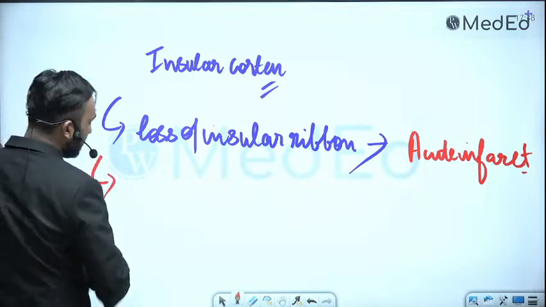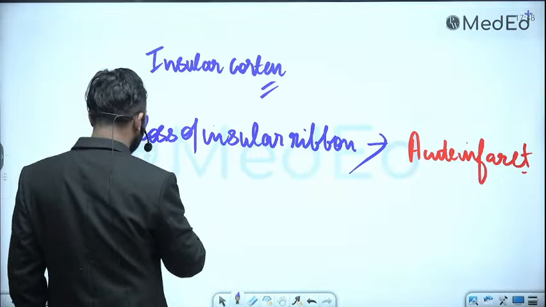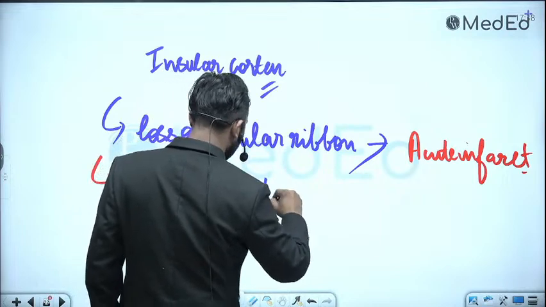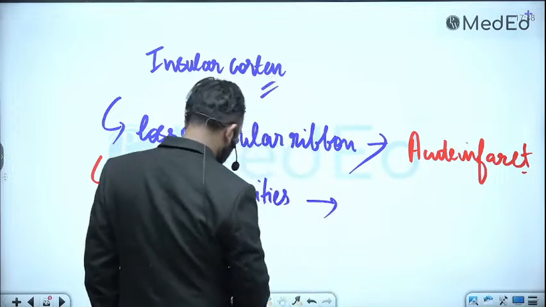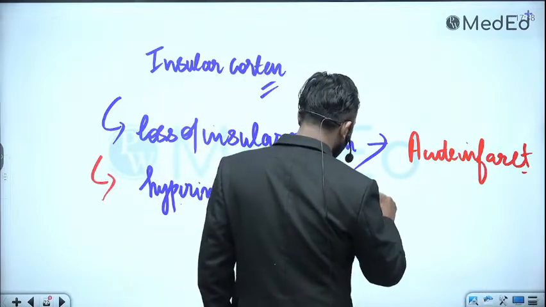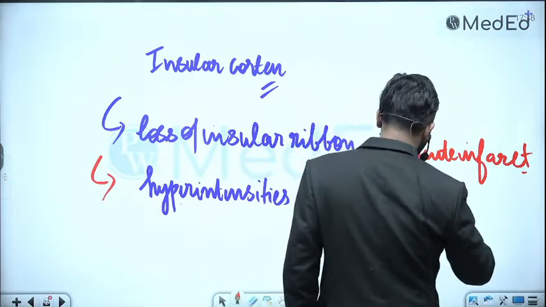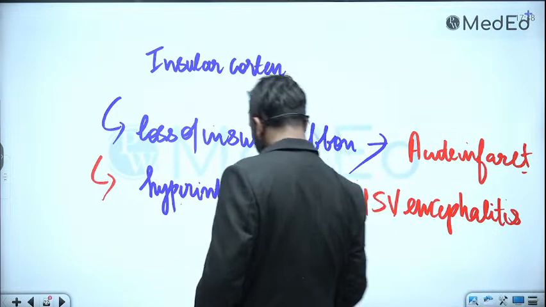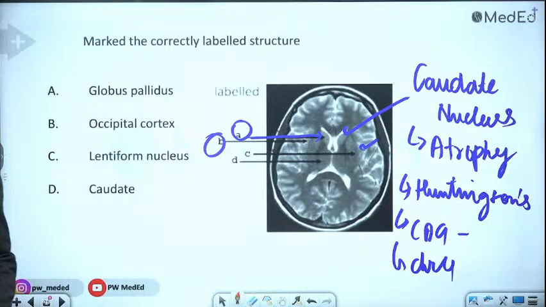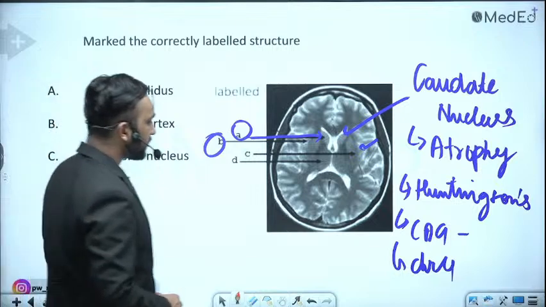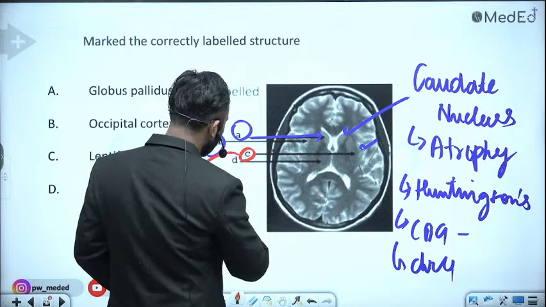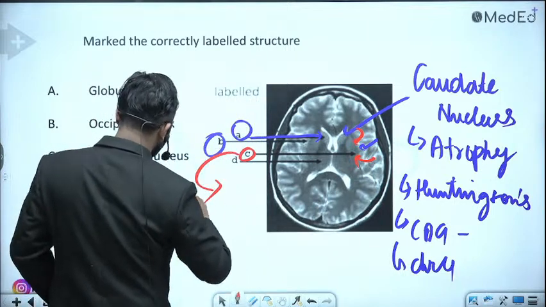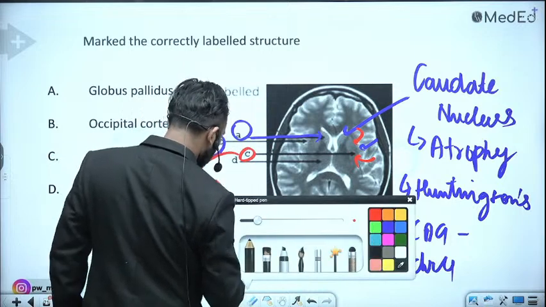And hyperintensities in the region of insular cortex. Hyperintensities on the MRI image involving the insular cortex are seen in herpes simplex virus encephalitis. This was also asked in your recent NEET PG exam. Right? So these are the two important points regarding the insular cortex. And the third, the structure labeled as C, this is the external capsule.